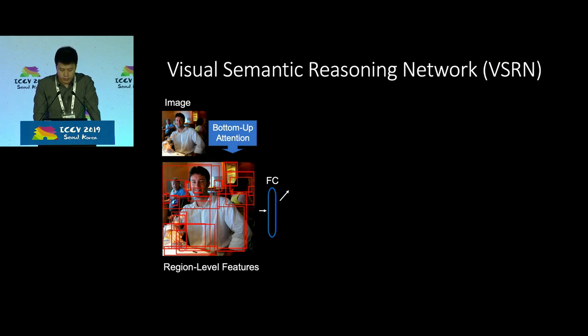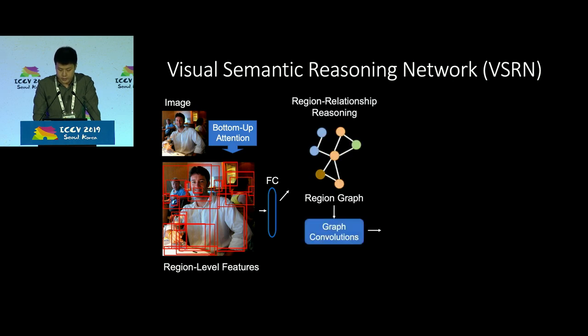Following previous work, we begin with image regions and their features generated by the bottom-up attention model, which is actually a Faster R-CNN detection model pre-trained on the Visual Genome dataset. We then build up connections between these image regions and do reasoning using residual graph convolutional networks to generate features with semantic relationship information.